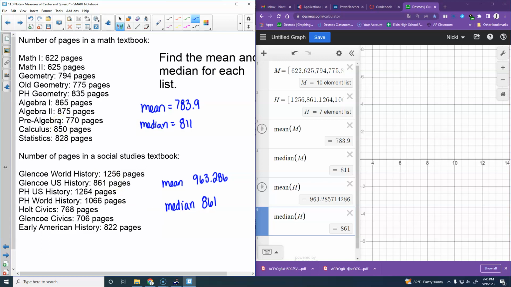Okay, so over here for my math people, what did you guys get for mean? 783.9, that's what I got. What did you guys get for median? 811. Okay, over here for my history people, what did you guys get for mean?